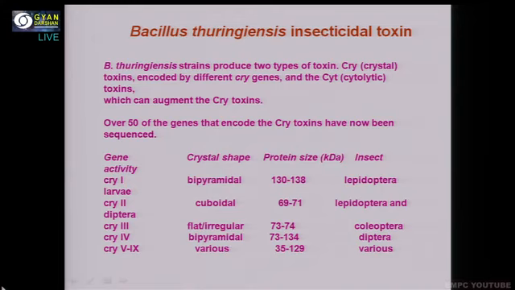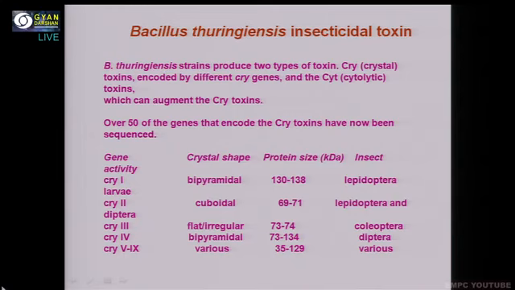Now Bacillus thuringiensis is actually a gram-positive bacteria, and it produces two types of toxin, as you can see. One is crystal toxin, which is encoded by the different cry genes. So cry means crystal. From the word crystal, cry comes. And another is the CYT toxins, that is the cytolytic toxins. Now we are more interested in the first one, that is the cry genes.